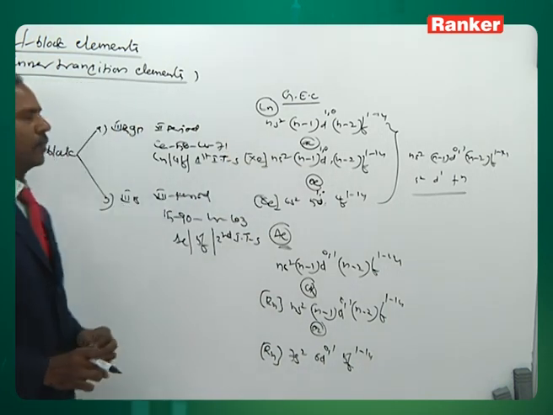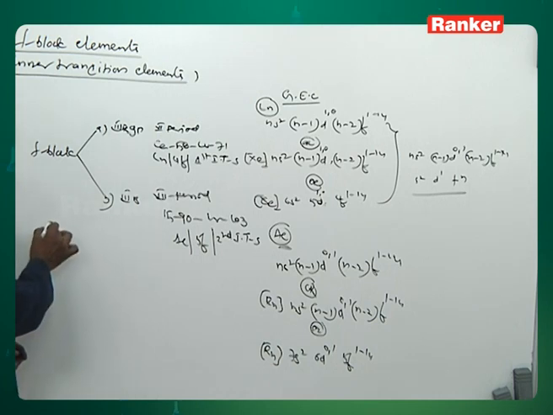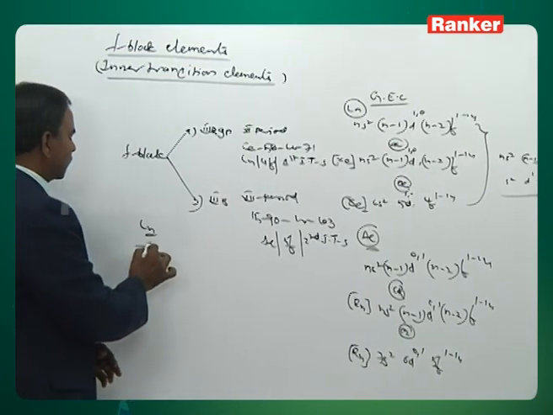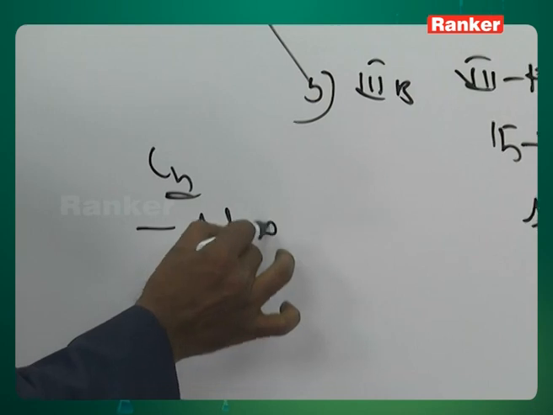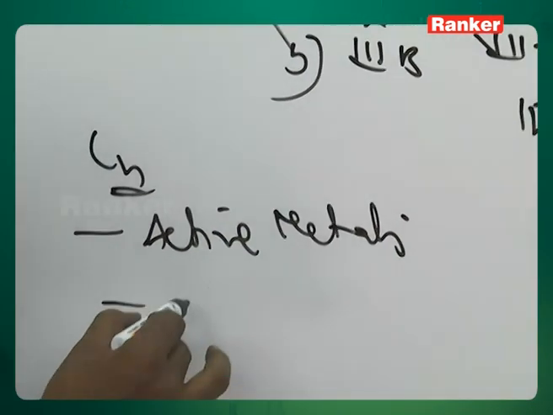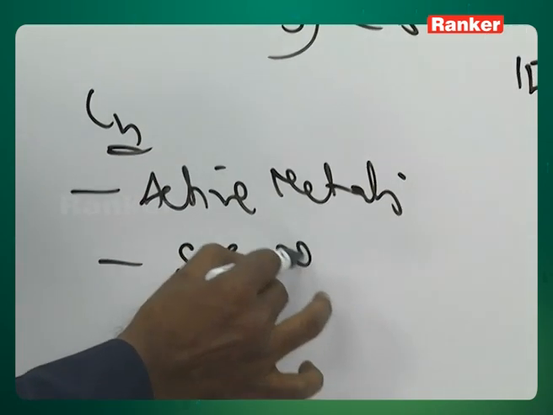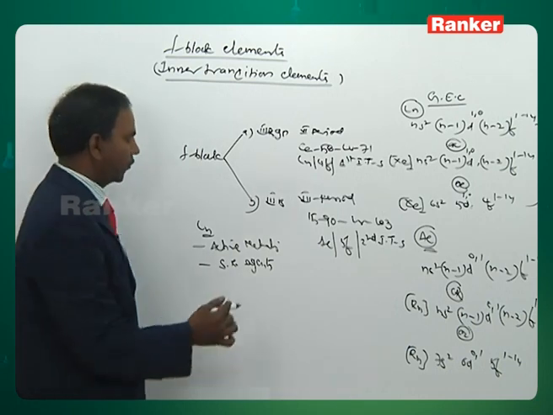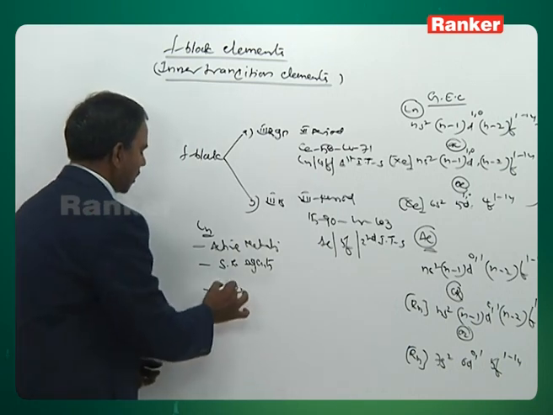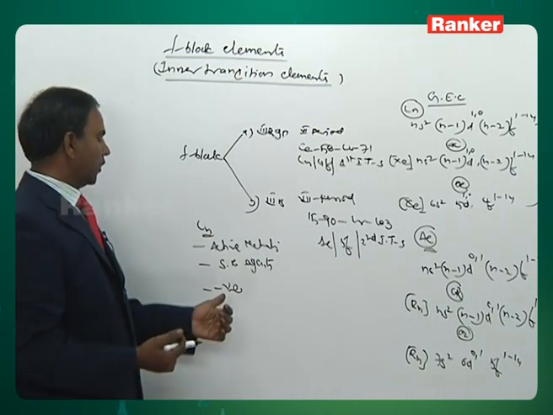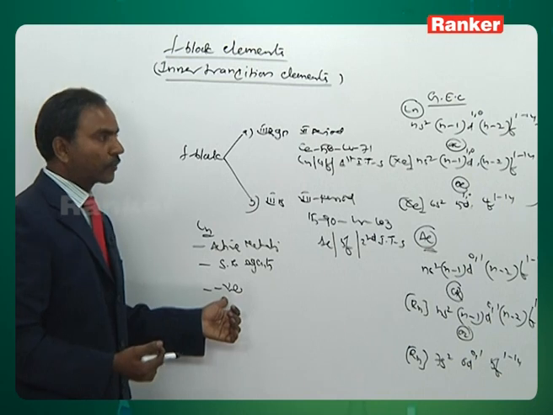Some brief properties of lanthanides. Let me introduce some important properties. The lanthanides are actually active metals. Remember, these are active metals and strong reducing agents. Their electrode potential values are negative, and they have more negative reduction potential values.